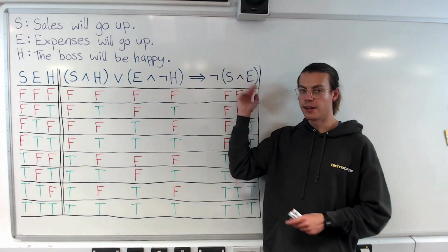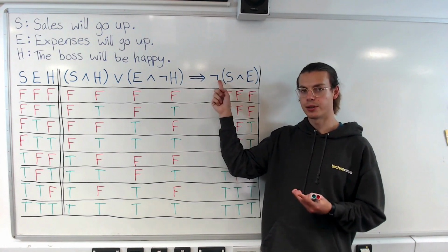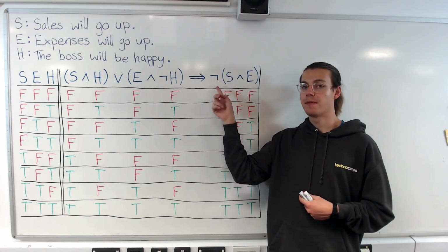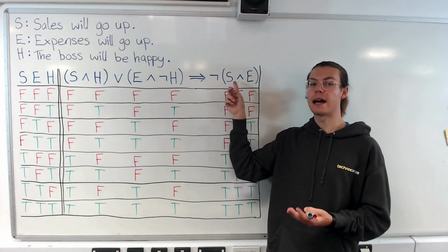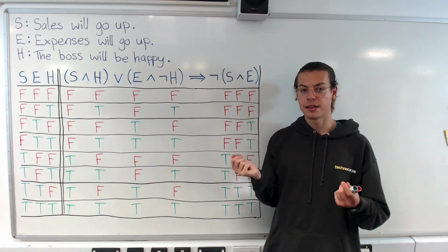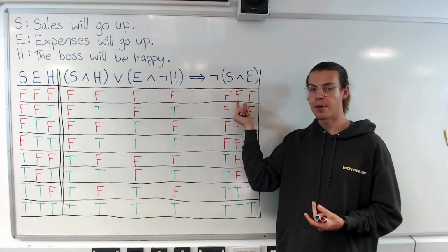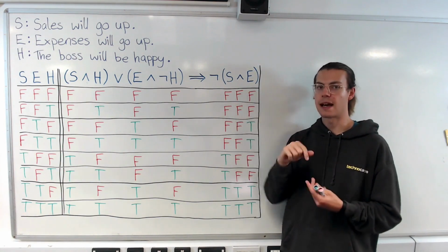And staying in the conclusion, we can evaluate this NOT operator. This will have the values of not S and E. So to get these, all we need to do is flip the truth values of S and E.